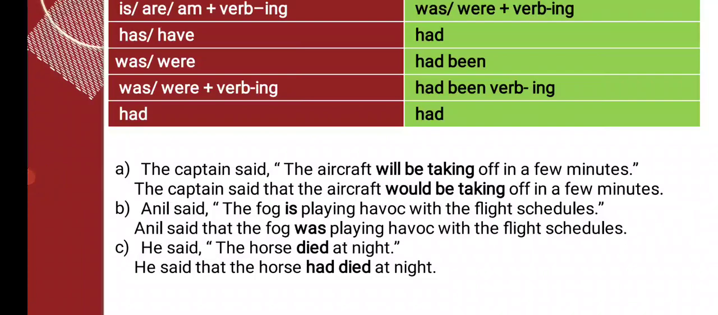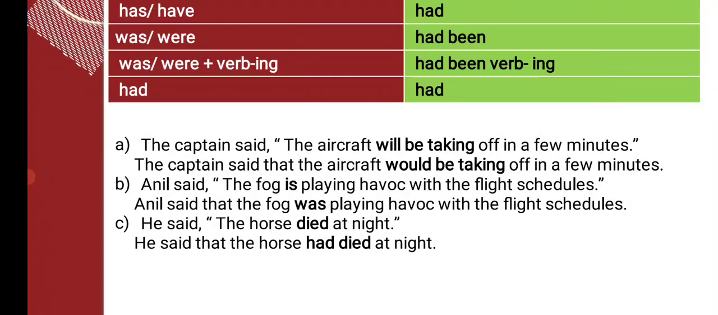For example, we have some examples here. The captain said, "The aircraft will be taking off in a few minutes." You know that when this is the captain's exact words, that is why they are put in inverted commas. And if I tell you what the captain has said, then I will make the following changes. The captain said that the aircraft would, the past form of will, be taking off in a few minutes.